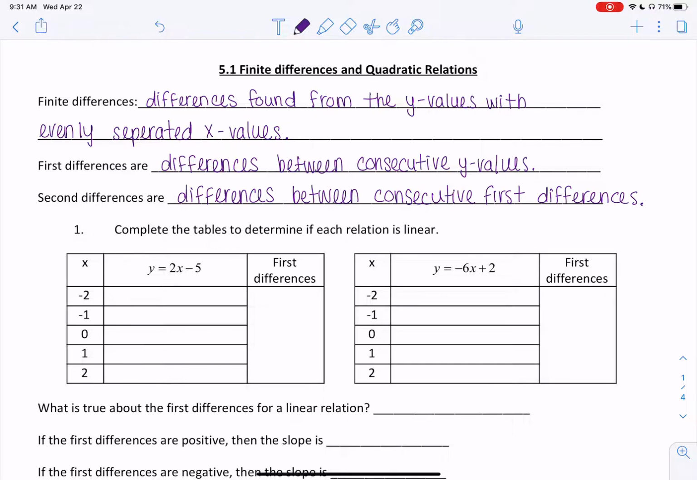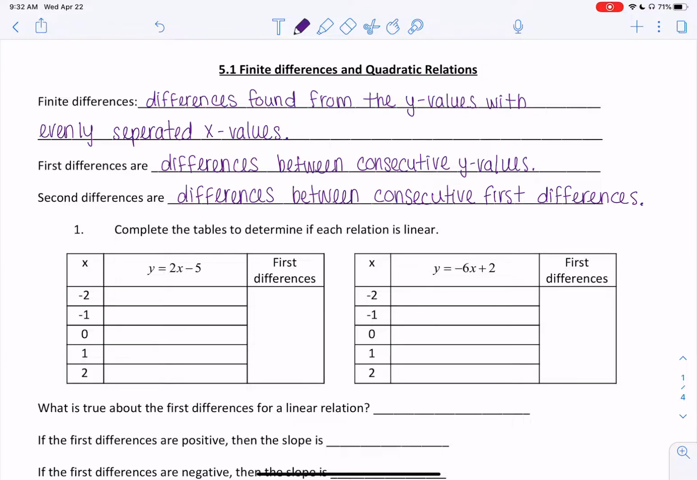So first differences specifically, not just finite differences in general, are the differences between consecutive y values. And that word consecutive means one after the other. So if I'm looking at 1, 2, 3, those are examples of consecutive numbers. Now, the part that's new this year are second differences. And second differences are the differences between consecutive first differences. So all of those words can be a little confusing and a little wordy. So the best way to refresh our memories is to do some examples.